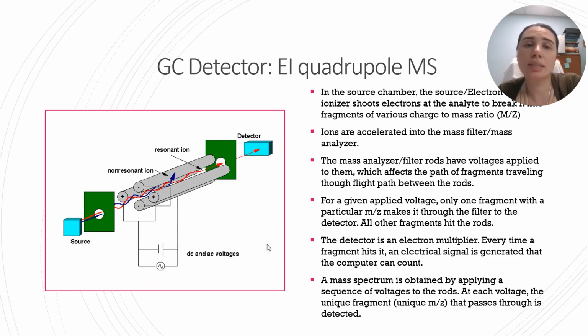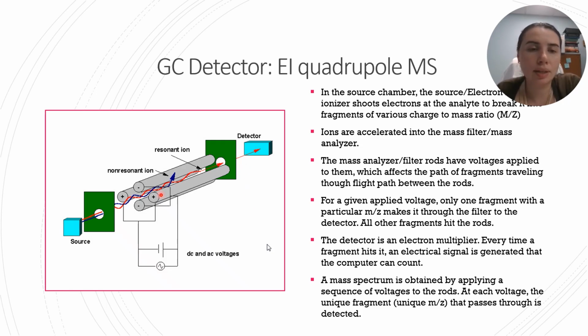The next detector is an electron impact quadrupole mass spectrometer. In your source chamber, your sample is bombarded with electrons that break it into fragments of various mass to charge ratios, or M/Z. These ions are accelerated into the mass filter, which is the set of 4 rods, a quadrupole, which have voltage applied to them. This voltage will affect the path of any fragments that are traveling through.